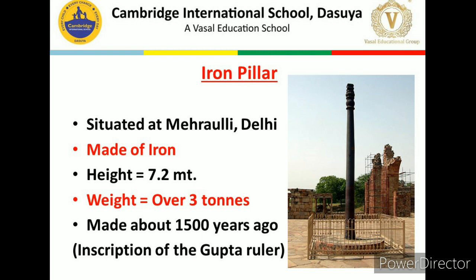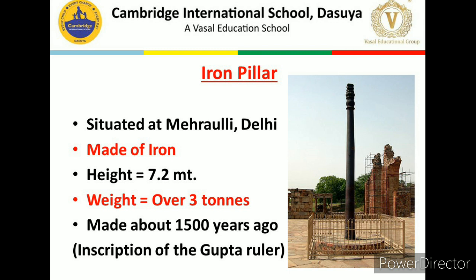So dear children, let's start first of all with the iron pillar. As you can see on the screen, this is the iron pillar which is situated at Mehrauli, Delhi, and it is made of iron. Its height is 7.2 meters and its weight is over 3 tons. It was made about 1500 years ago.